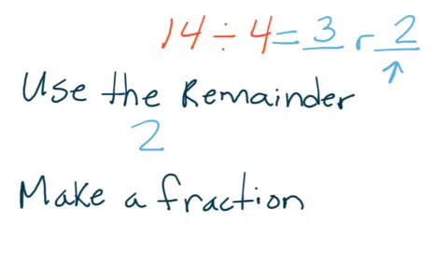So when we're looking at make a fraction, what we do is our quotient, which in this case is 3, goes in front. Our remainder, we draw a little fraction bar, our remainder goes on top, and our divisor goes on bottom. So our answer, if it was a make the fraction problem, would have been 3 2/4.